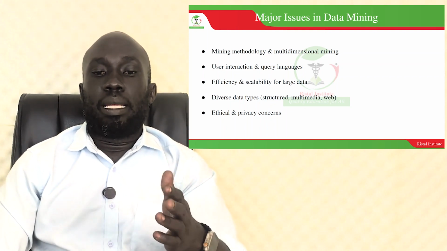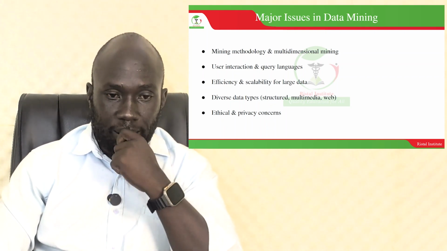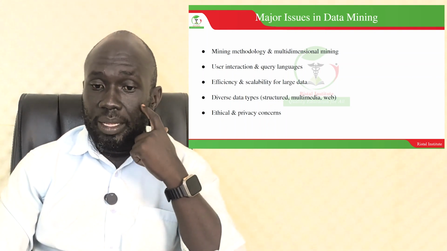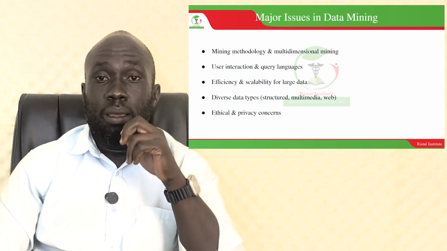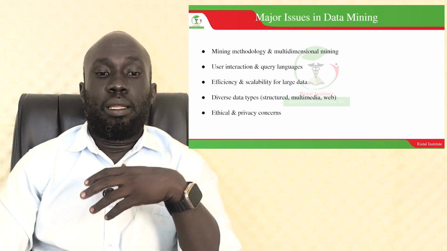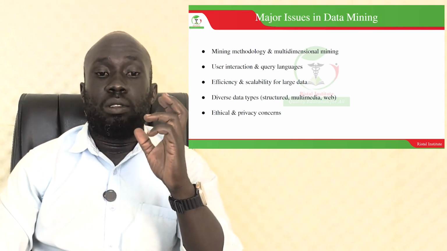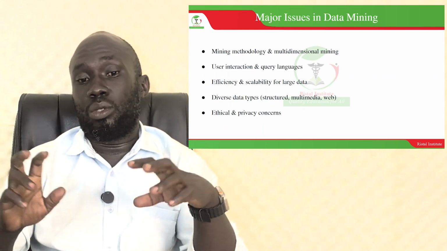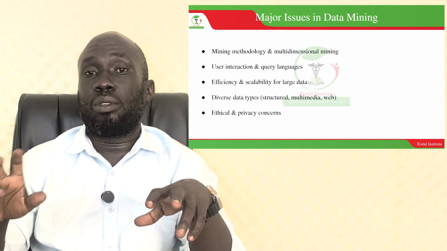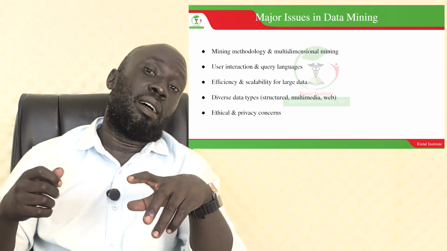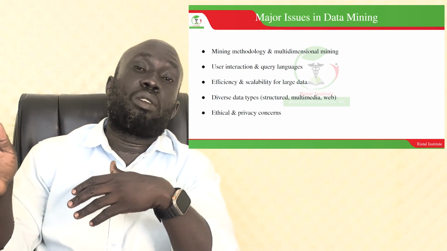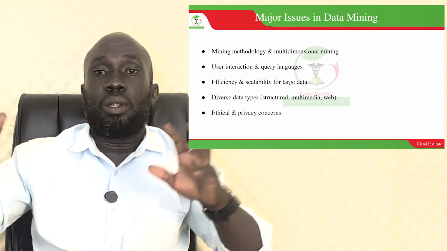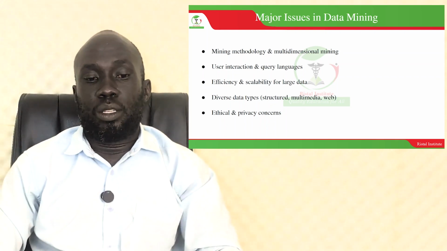Now, let's look at the major issues in data mining. Number one, mining methodology and multidimensional mining. One of the complications is there are different types of methodologies or methods used in data mining, and then multidimensional, as I mentioned, it doesn't go in a certain direction, and it doesn't pick in a certain order. It picks randomly and it goes to different directions.